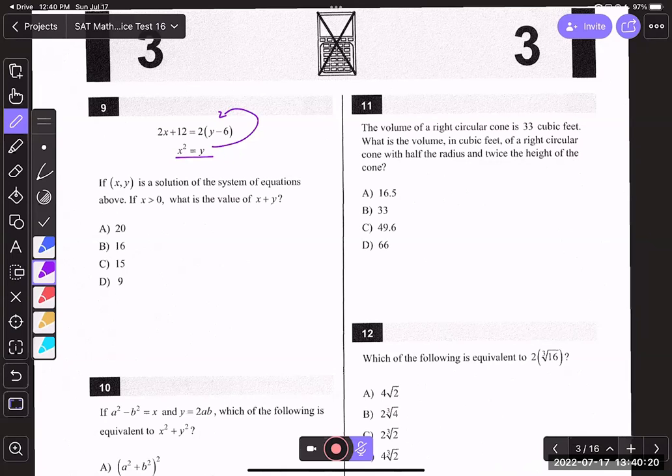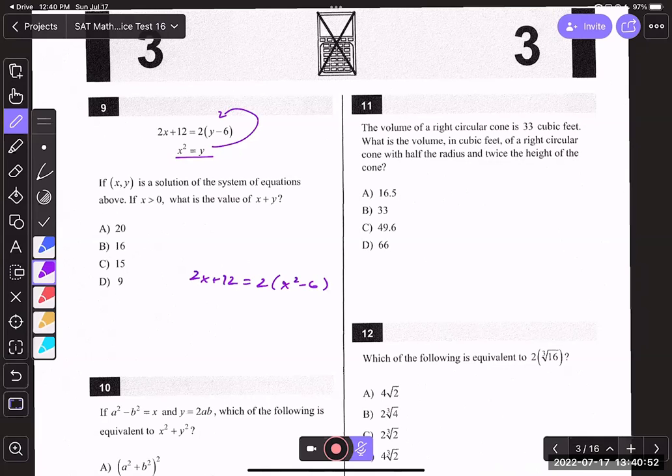Like put a 2 on top of it or something. Well, you've been told that that's equal to x squared. So I can just replace y with x squared. Anytime I see y, I can just replace it with x squared. So then my equation becomes 2x plus 12 is equal to 2 times x squared minus 6. Does that make sense? Okay.